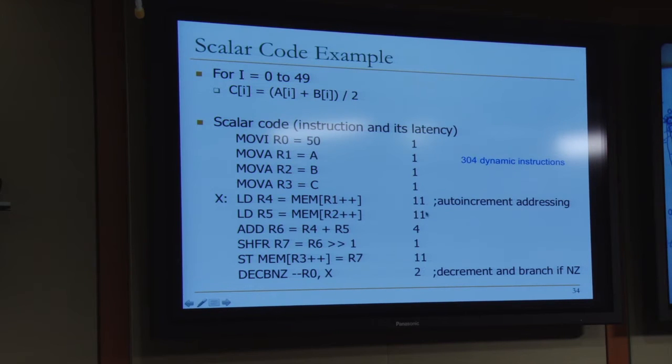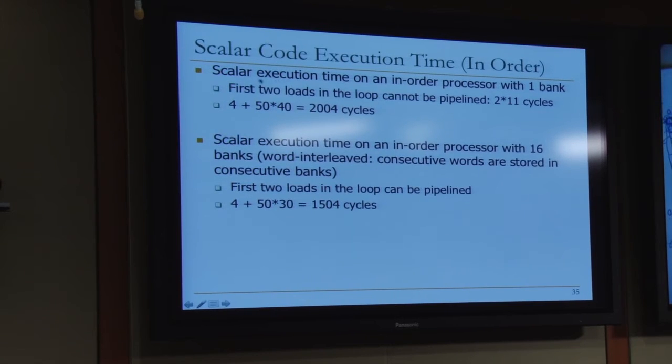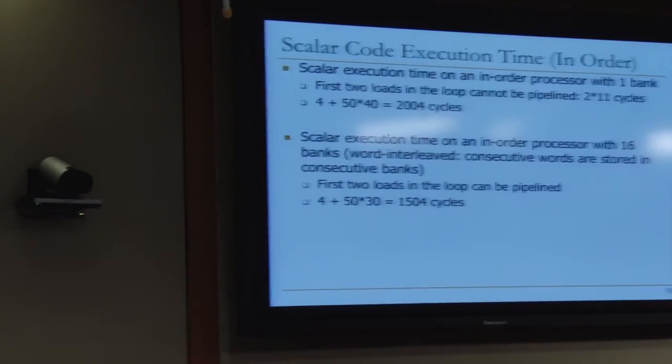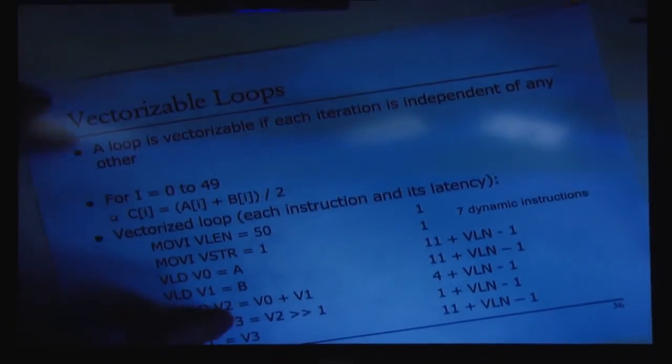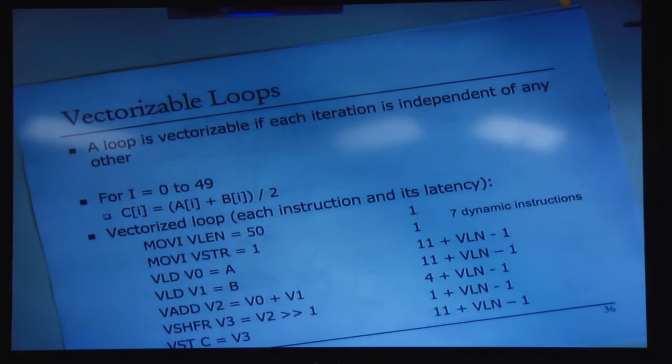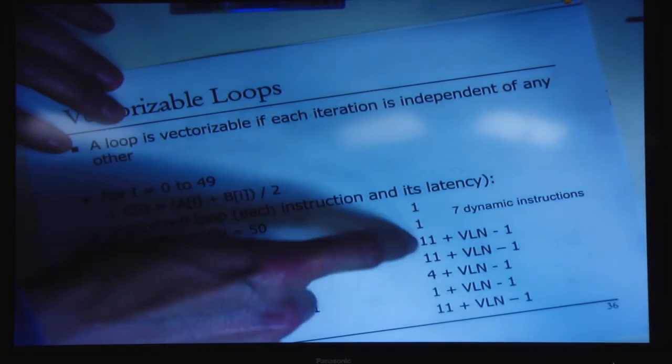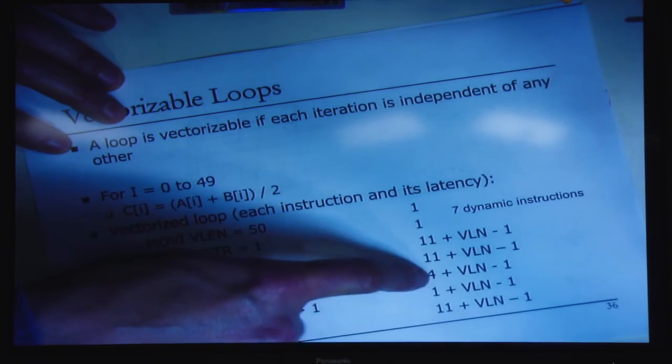Let's take a look at how long it will take, assuming these latencies. This is the latency of an add. Assuming these latencies, let's take a look at the scalar execution time on an in-order processor with one bank. I'm not going to go through this in detail. But in such a processor, assume it's in order. Instructions are all dependent on each other. All of these are dependencies. And assume no forwarding. It takes 2004 cycles, basically. Each loop iteration takes 40 cycles. 33, 30, is that correct?